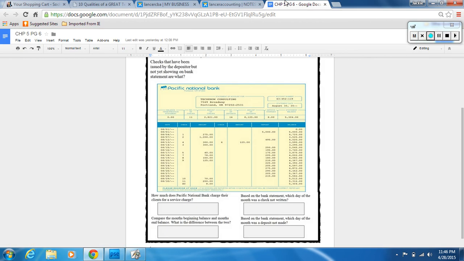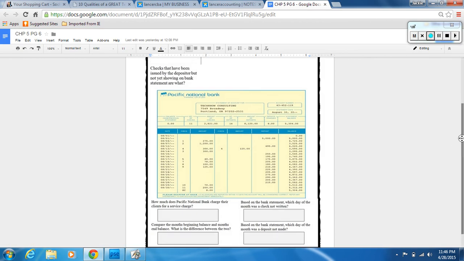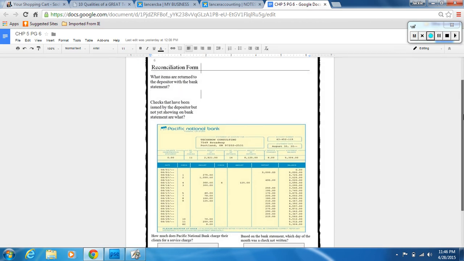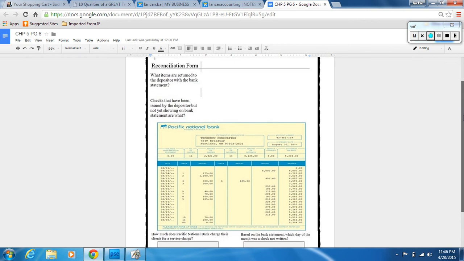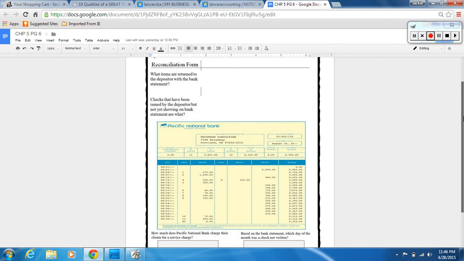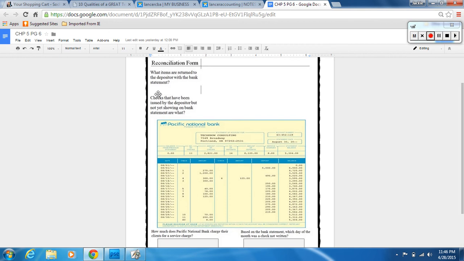They look like this. Okay, so we're going to talk about reconciliation forms and some of the things that are on them and how you can locate them. So the first question up here, I'm going to give you the answers. You write the answers down on your paper. Okay, if you need to pause the video, do so. Make sure you get all the information down.